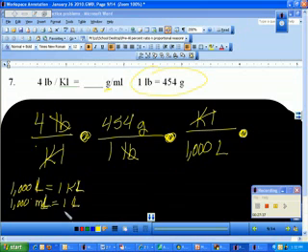Now I'm going to go from liters to milliliters, because that's what I need in my problem. So there are 1,000 milliliters in 1 liter. Which one's going to go in the top, the 1,000 milliliters or the 1 liter? Which one's going to go on the top, Joseph? The liter, because I got to cancel out this liter. So 1 liter equals 1,000 milliliters. Cancel.